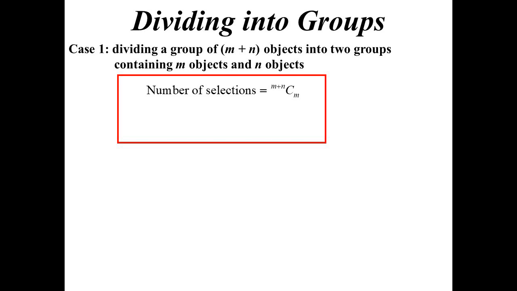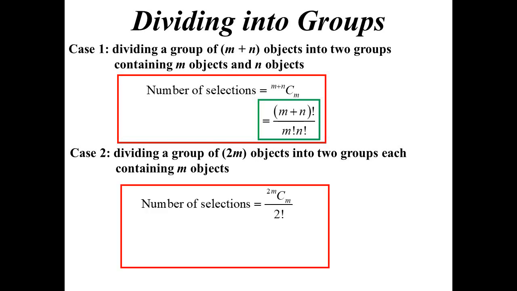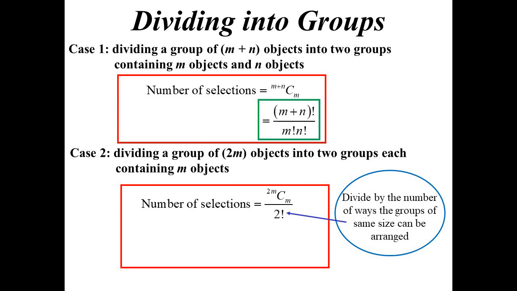Now if I put that in the factorial notation, it would be (m plus n) factorial on m factorial n factorial. But that idea now helps me when I think of different problems. Because imagine I have a group of 2m objects and I'm going to divide them into 2 groups, each containing m objects. In this one I have to be careful. Because using that idea, sure it's 2m C m, but I'm going to have to divide by 2 factorial, the number of ways I could arrange the groups.